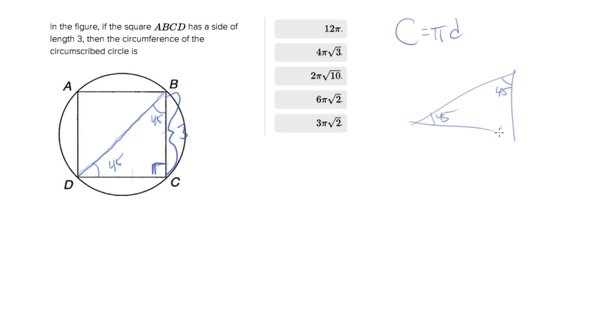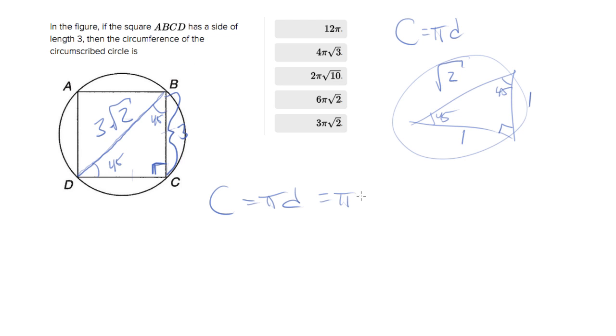45, 45, 90 triangles have special side lengths that you can memorize, or ratios of side lengths. Namely, the ratio is 1 to root 2. So if you're told that you have a side length of 3, then you must know that the hypotenuse is 3 root 2. Right? You just multiply it by root 2 according to this chart. Well, now I have the diameter of that circle. So the circumference is pi times d, which is pi times 3 root 2. And that's the answer. And they have written it as 3 pi root 2, but that's the same thing.